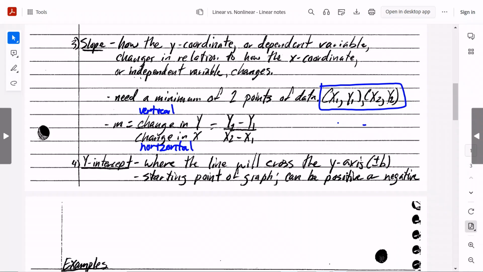Whew, how are we doing on time? What time is it? Wake up, computer. All right. All right, any other questions about slope and y-intercept? All right.